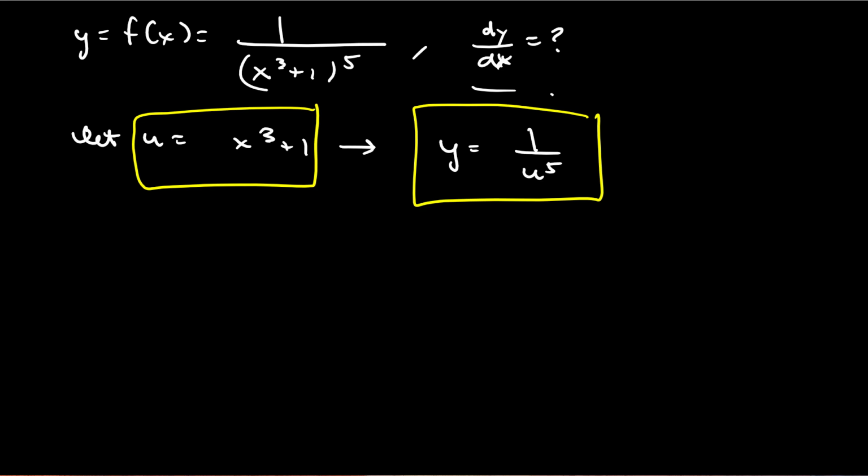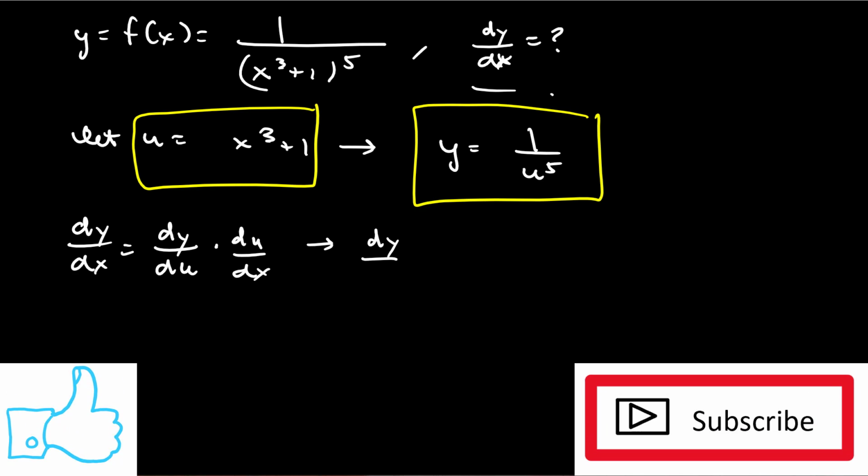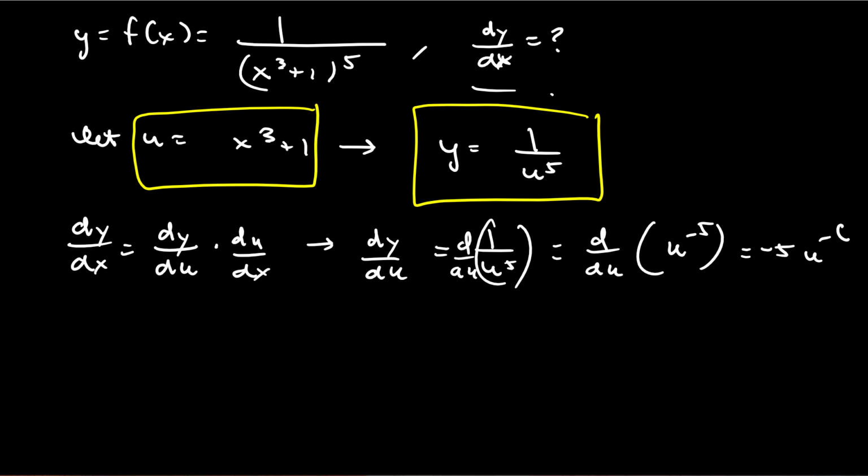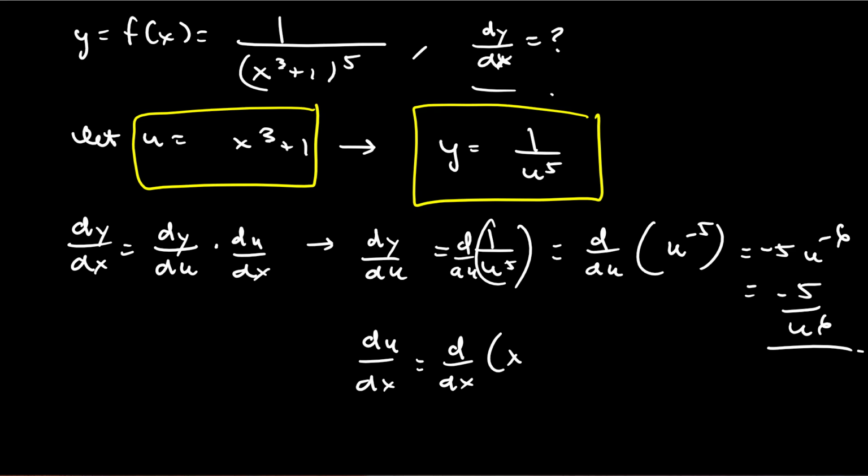And according to the chain rule, we said that dy by dx is going to be dy by du multiplied by du by dx. Well, dy by du is the derivative of 1 over u to the 5th, which is the derivative of u to the minus 5, which is minus 5 u to the minus 6, which is minus 5 over u to the 6. And du by dx is the derivative with respect to x of x cubed plus 1, which is just 3x squared.